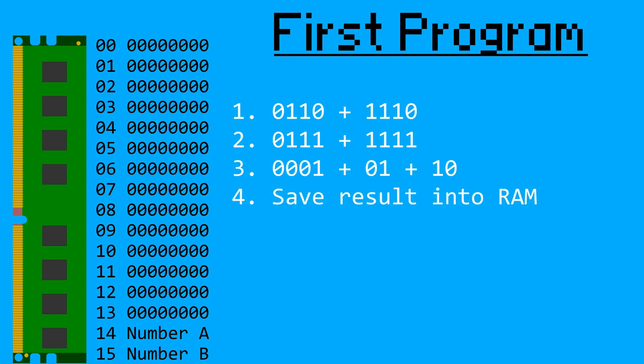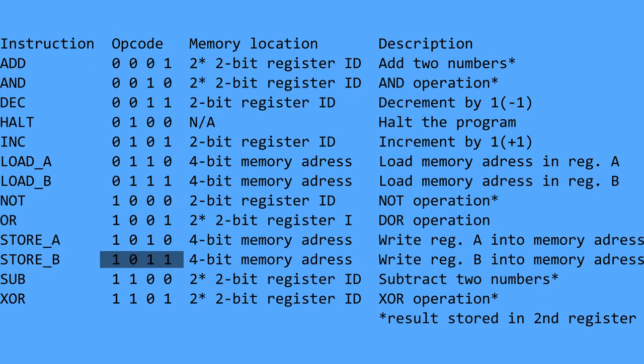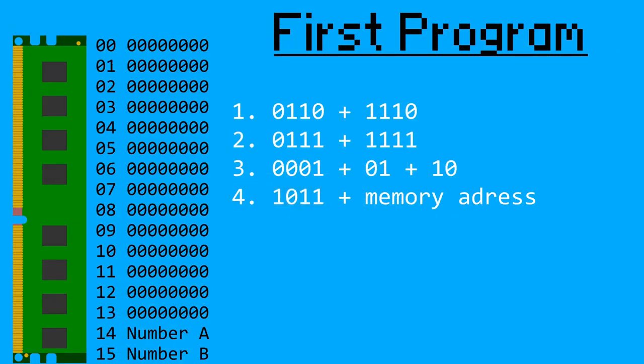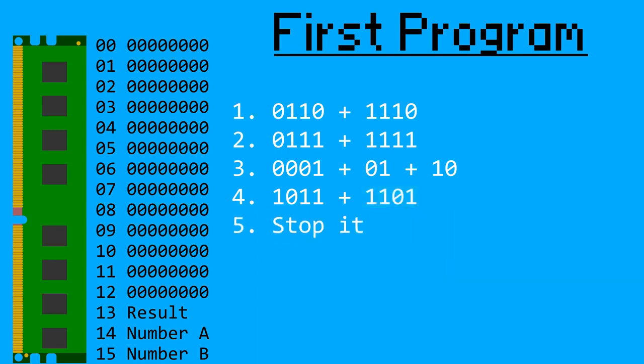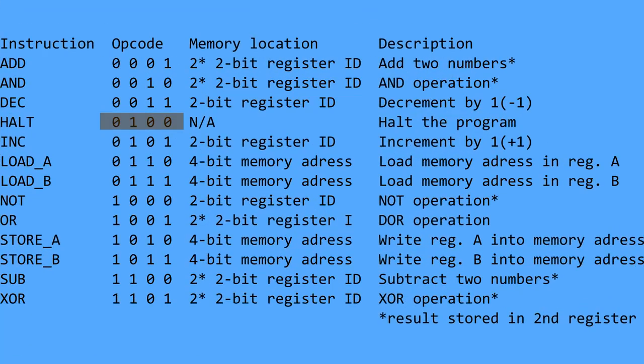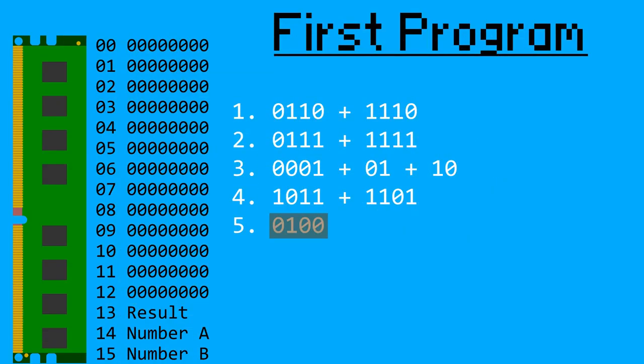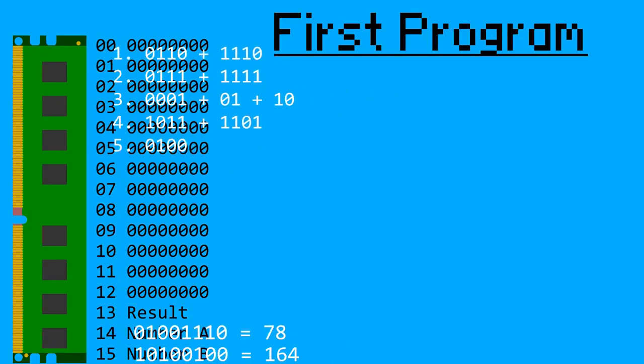Now it's time to save our result into RAM. Our result was stored in the second register from our addition, so we need its store instruction, and let's use the memory address before our numbers to save it. Wait, our program isn't finished yet. We need to stop it with a halt instruction. So let's run our program now.